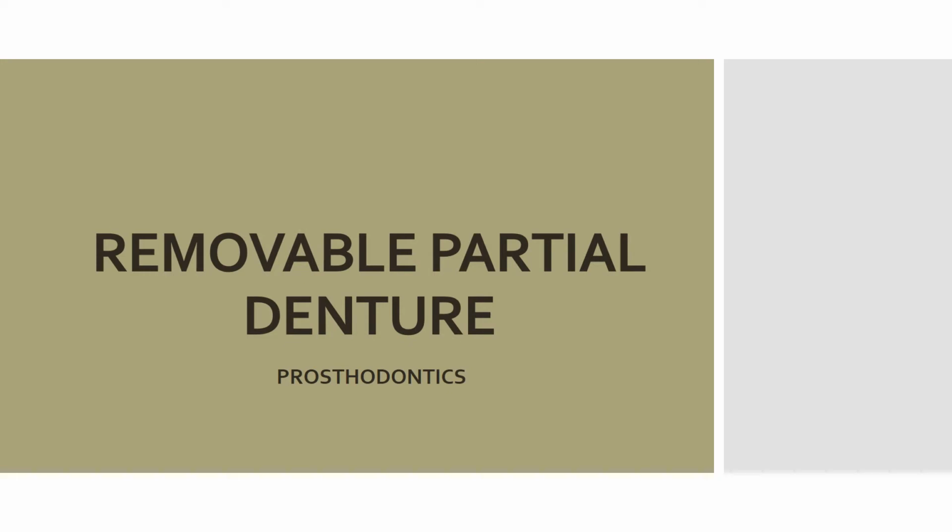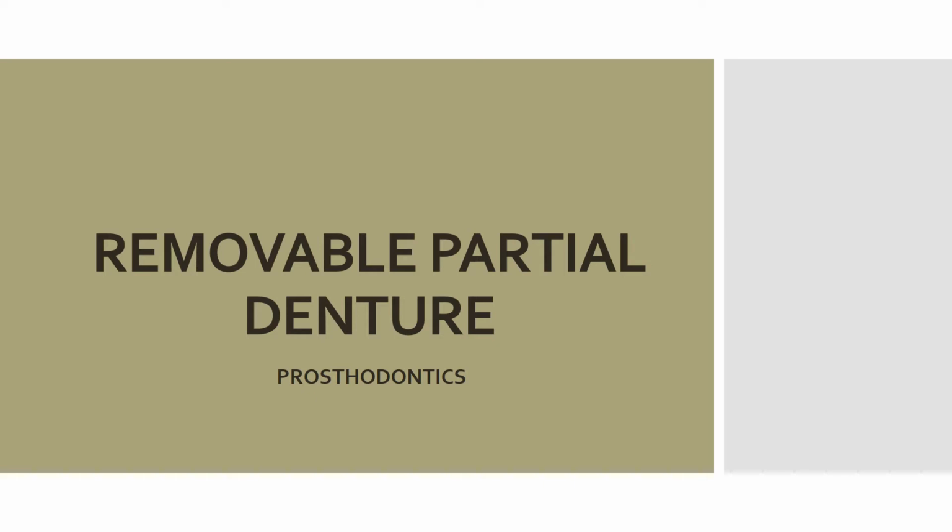The topic for today is removable partial dentures from prosthodontics. Now what is prosthodontics? Prosthodontics is when you're replacing the missing teeth. When you're replacing your missing teeth with some artificial substitutes, those artificial teeth. And prosthodontics is broadly classified into three types, that is removable, fixed and implants.